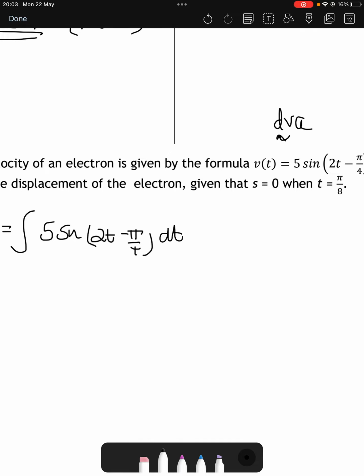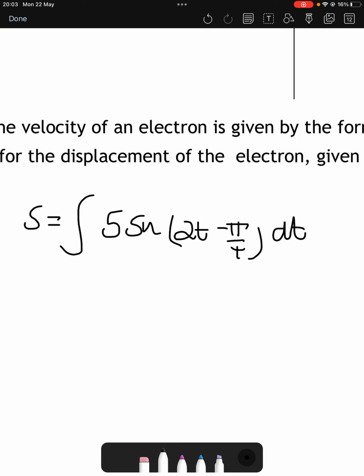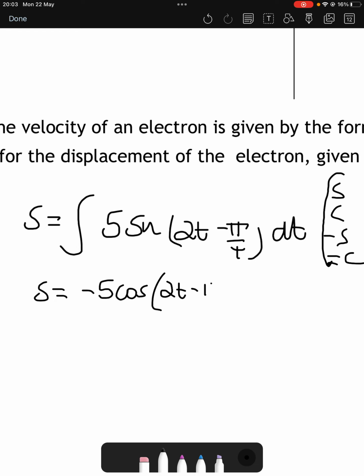Okay, so let's integrate this. So s equals, sine integrates all the way to negative cos. So negative 5 cos of 2t minus pi over 4. Differentiate inside your bracket, you get 2. So we're going to divide by 2, plus c.